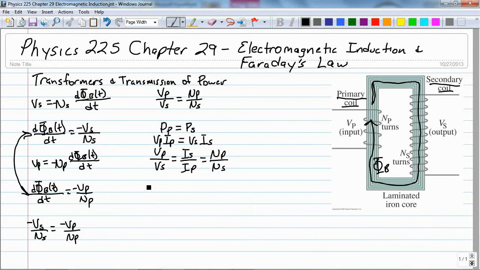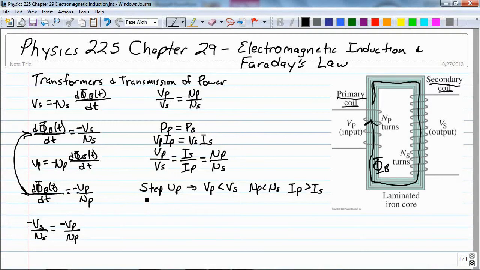So there are two possibilities for a transformer, actually three. There's a step up, and that's when Vp is less than Vs, and that means that Np is less than Ns, but it also means that Ip is greater than Is. So the current in the primary will be greater than the current in the secondary, but the potential in the primary will be less than the potential in the secondary. So these two relationships are different.